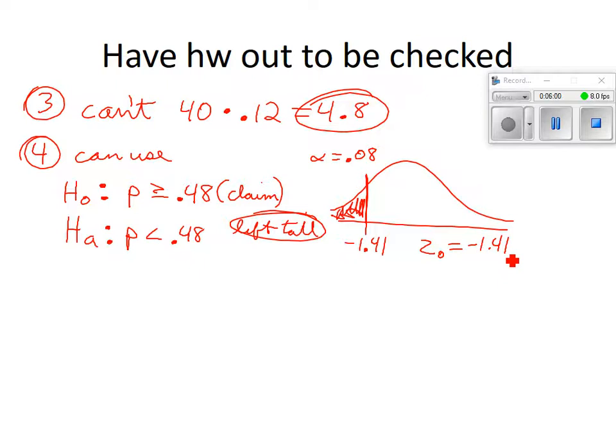Does everybody understand that? Yes. Does that make sense, how to find that critical value? Because that's the part I sort of had messed up last time.